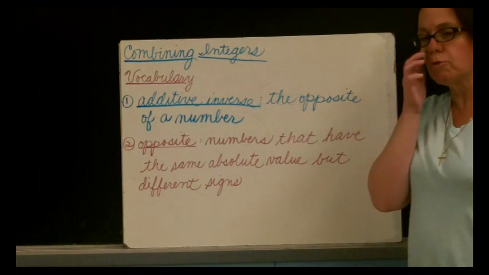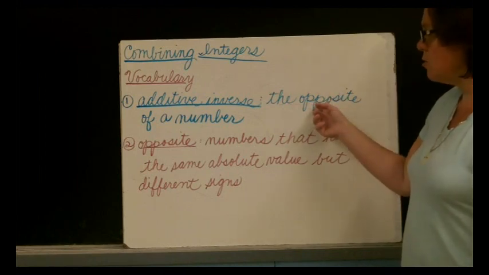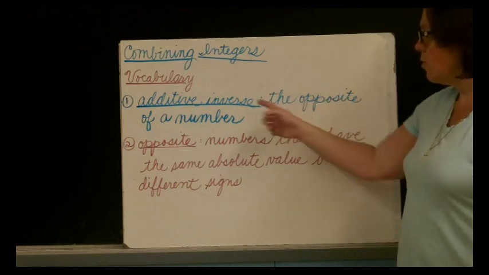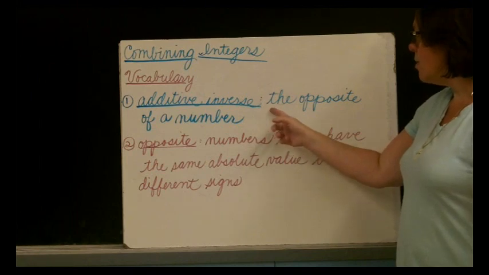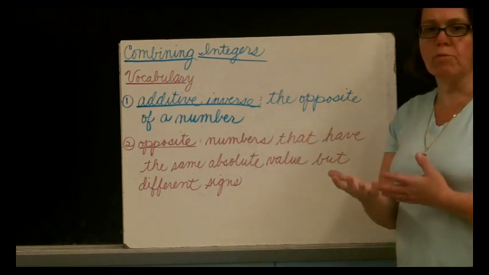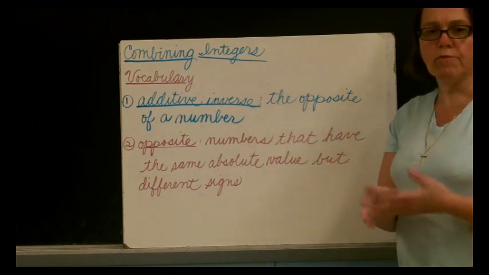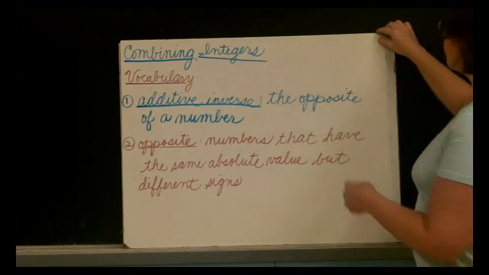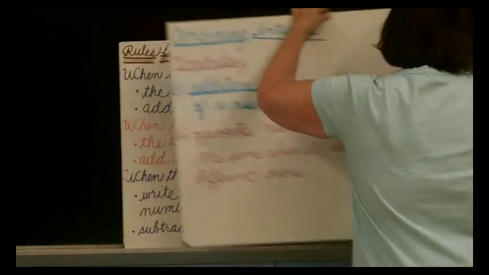Now before we get to our first example, I just want to go back to our first vocab word, additive inverse. Basically what it means is when you have a number and you add it to its opposite, their sum is 0. Let's get started.